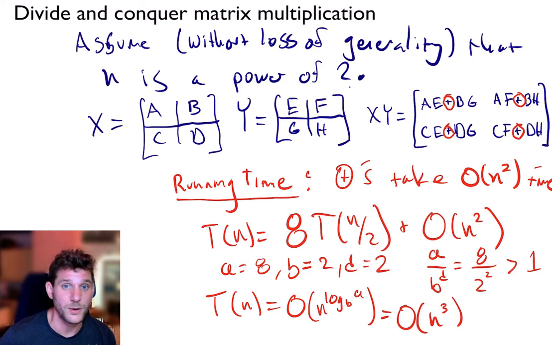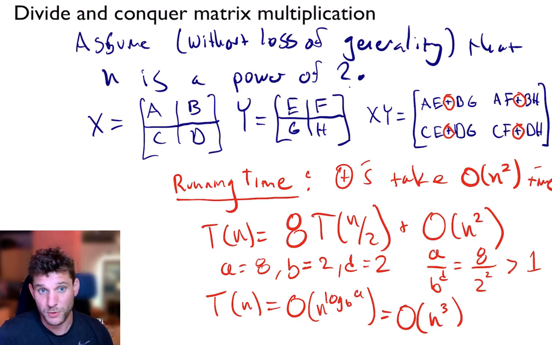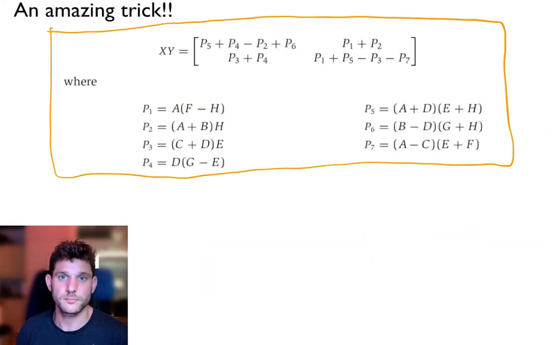We had a very direct algorithm where we simply tried to compute every entry in the matrix Z by just taking the dot product between the corresponding row and column from x and y. That was an O of n cubed algorithm. This is also an O of n cubed algorithm. We didn't get anything faster, unfortunately, for this divide and conquer strategy.